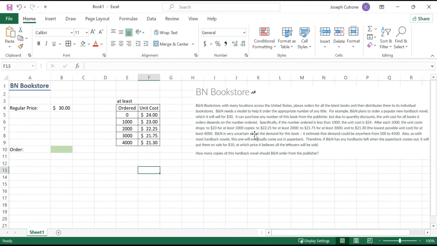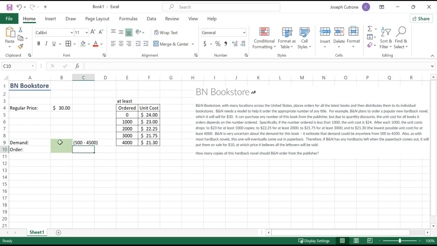B&M is very uncertain about the demand for this book, and it estimates that the demand could be anywhere from 500 to 4,500. So I need a cell here for demand, and this is also sort of an unknown variable, but they give us a range. So they're saying 500 to 4,500.